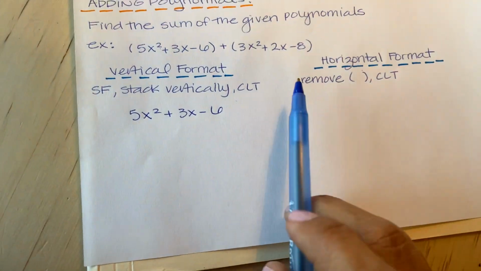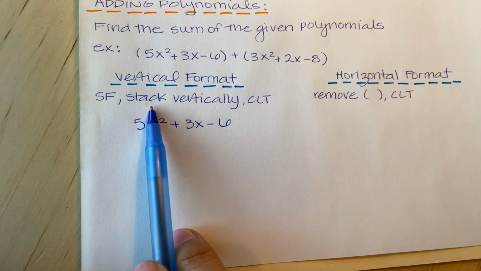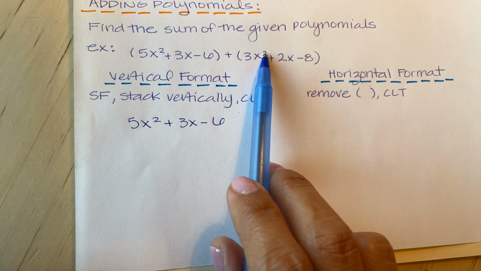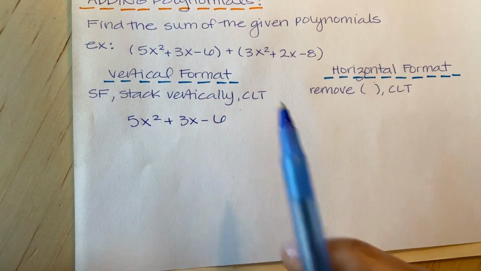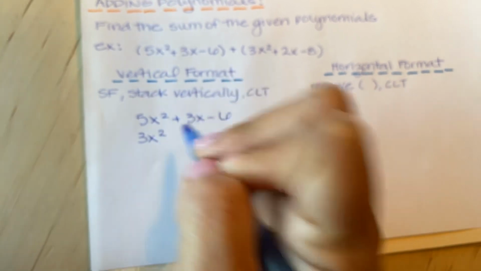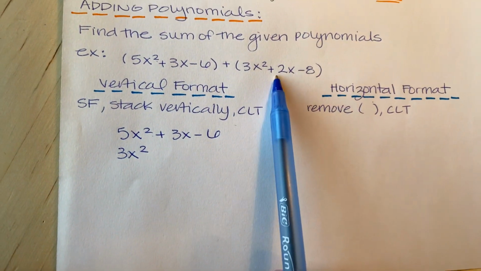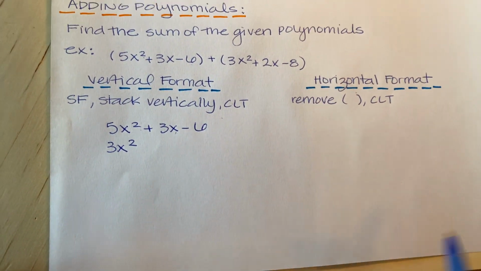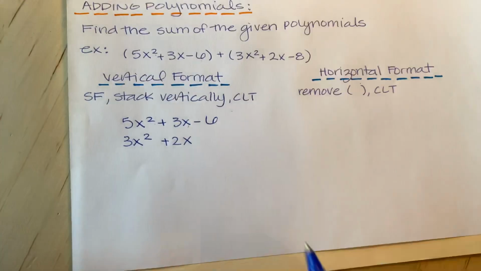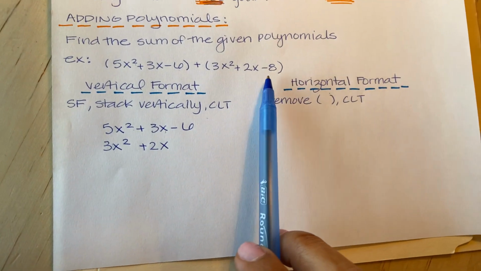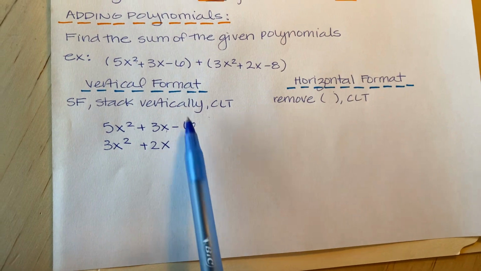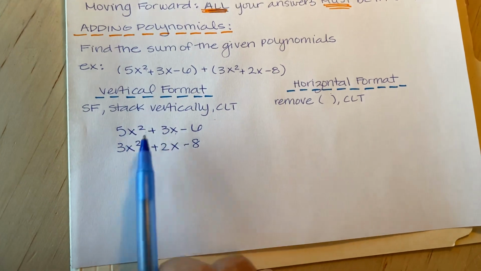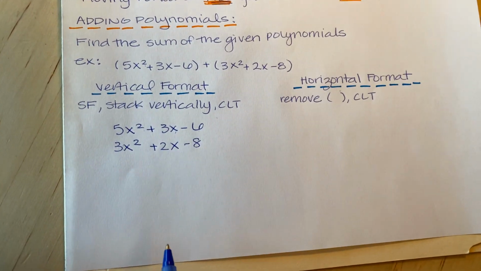Now I'm going to take the second trinomial and stack it vertically, meaning I'm going to line it up vertically. See how this is a 3x squared? This is an x squared. So my 3x squared term is going to lie underneath. This is a positive 2x, the exponent here is 1, so I will line it up right here. And this is a negative 8. That's a constant, so I'm going to line it up with the other constant. That's what stacking vertically means. You're just going to align the like terms vertically.